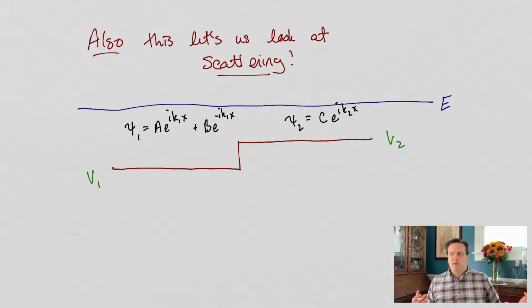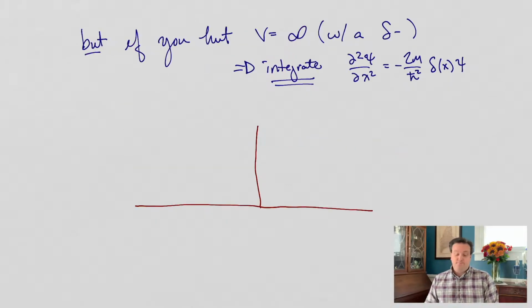Or maybe better, what's the relationship between B and A, meaning how much of that is reflected, and what's the relationship between C and A, which could give us some idea of how much of the wave got through, right? And the continuity of the wave function and its derivative at the middle are going to be the things that define for me what this scattering process looks like.